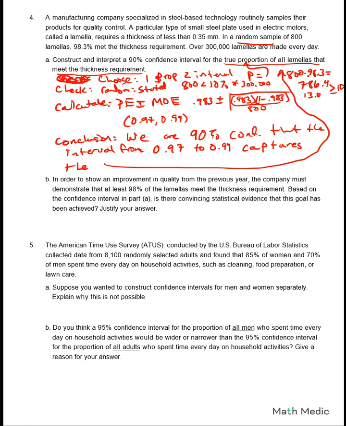In order to show an improvement in quality from the previous year, the company must demonstrate that at least 98% of the lamellas meet the thickness requirement. Is there convincing statistical evidence that this goal has been achieved? Justify your answer. No. 0.98 is in the interval.